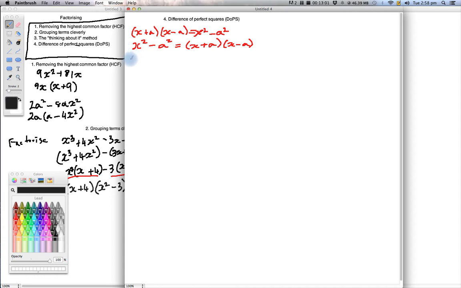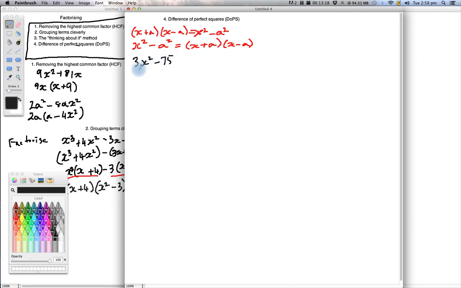maybe not 100% easy. Okay, so let's look at 3x squared minus 75. And our job is to factorize that.